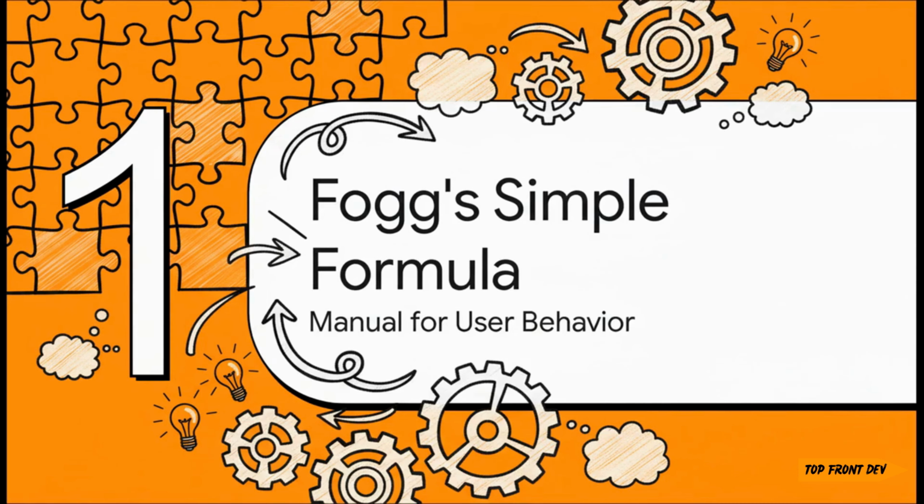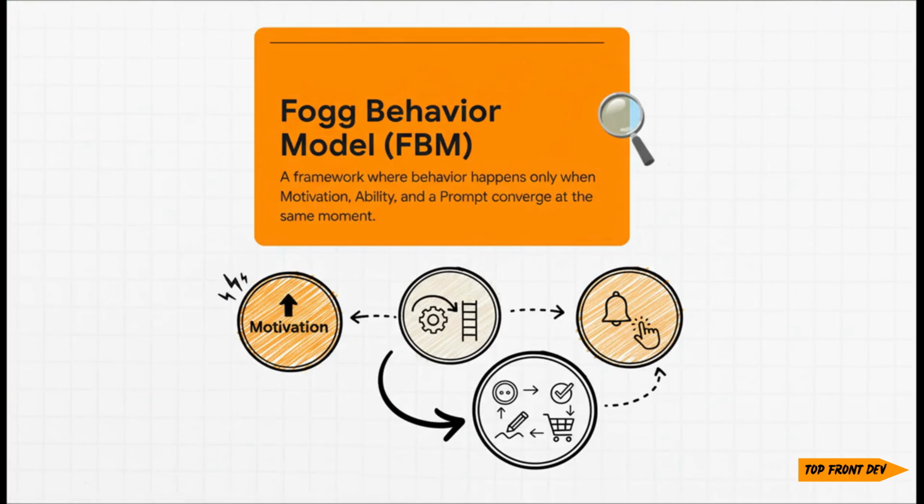The key to the whole thing is a framework called the Fogg Behavior Model. Honestly, the best way to think about it is as the operating manual for your users. It explains how and why they do or don't do the things you want them to do in your app. At its core, the model is beautiful in its simplicity. It says that for any behavior to happen, and I'm talking anything, from clicking a buy button to filling out a profile, 3 things have to come together at the exact same moment: motivation, ability, and a prompt.